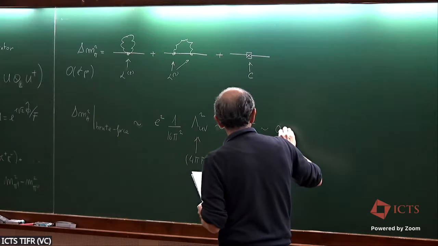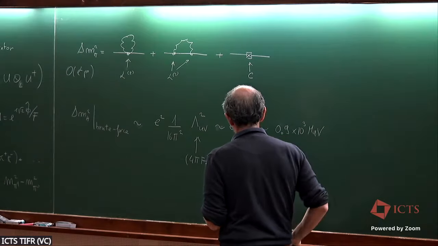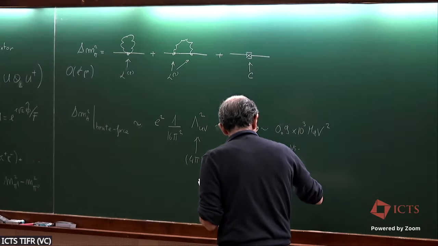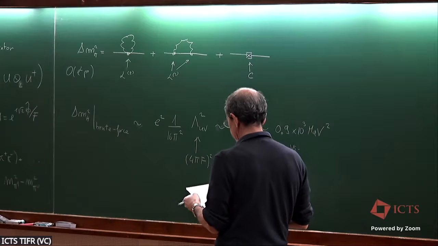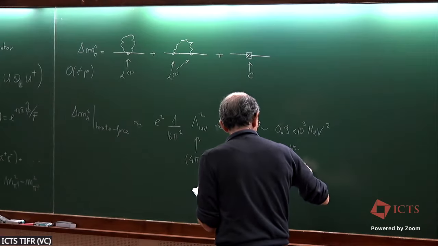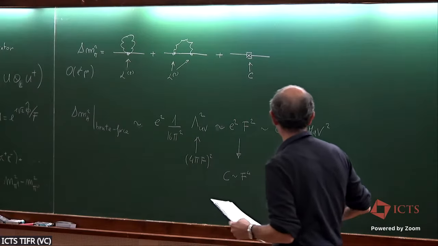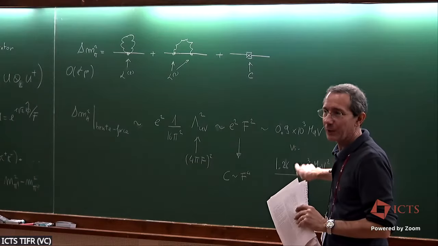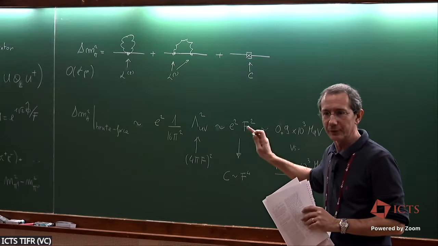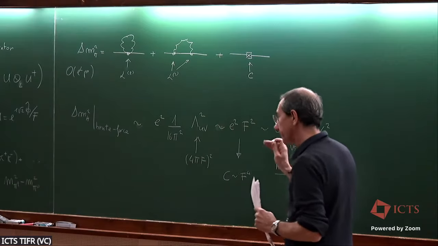Now I really put this number here, I get 0.9 times 10 to the 3 MeV squared. Now the experimental value is 1 point something. So not that bad. I wanted to show this just to say that naive counting already gives you the right thing. So actually thinking of this as the cutoff of our EFT, it's good. But we can do much better.